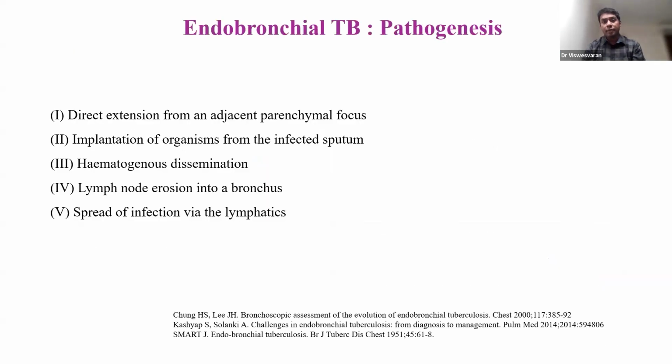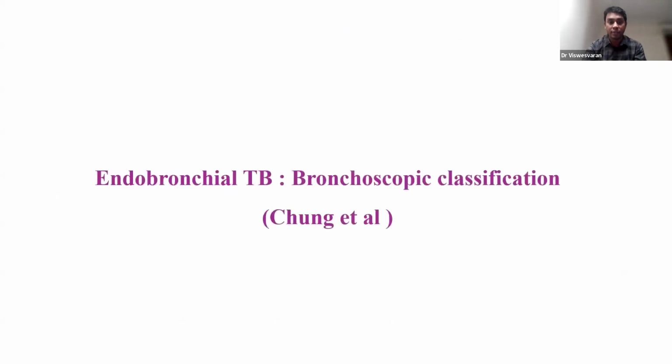But one important area where bronchoscopy really plays a role in tuberculosis is in the identification of endobronchial tuberculosis. By endobronchial tuberculosis, we mean the microbiological and histopathological confirmation of bronchial tree involvement by tuberculosis. It can be because of direct extension from an adjacent parenchymal focus, or implantation of the organism from infected sputum, or hematogenous dissemination, or in certain cases, a lymph node eroding into the bronchus, or spread of infection via the lymphatics.